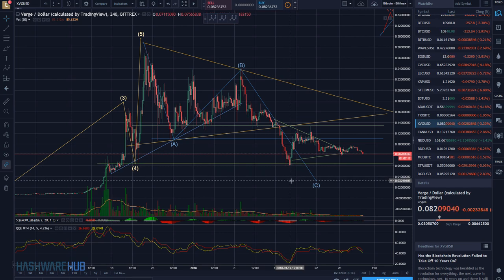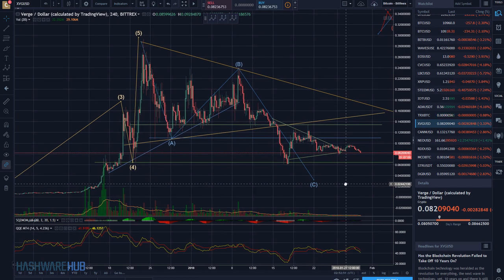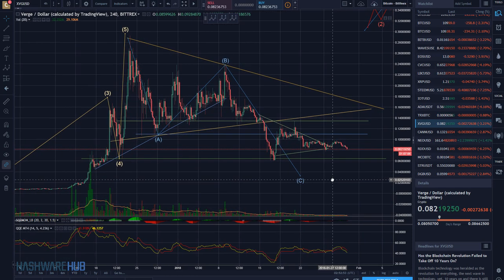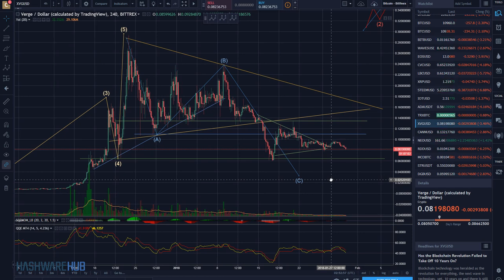So what do I think is going to happen with Verge? I think Verge is actually going to sell off, in particular definitely if Bitcoin does. But I do think it's going to sell off. We have some support lines here that are drawn in. Right now we're at 0.08, in other words 8 cents, so like 8.2 cents, 8.19 cents to be exact.